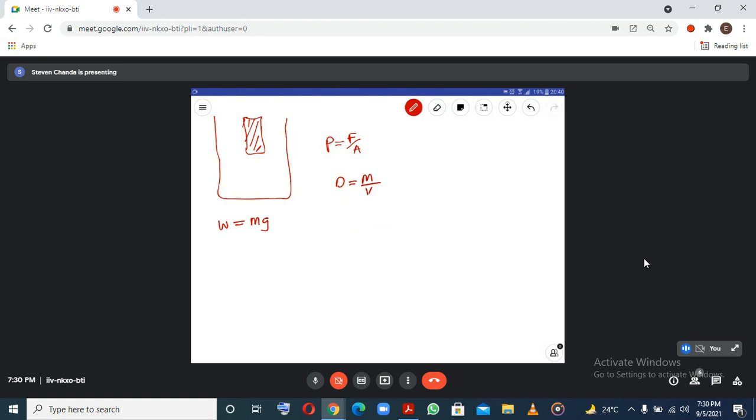So we can substitute and say mass is equal to density times volume. We've been given the density, we know what g is, and of course the volume we've been given. You may be wondering, where is our volume coming from? This is the thing: they've told us that this object went down by 2 kilometers.